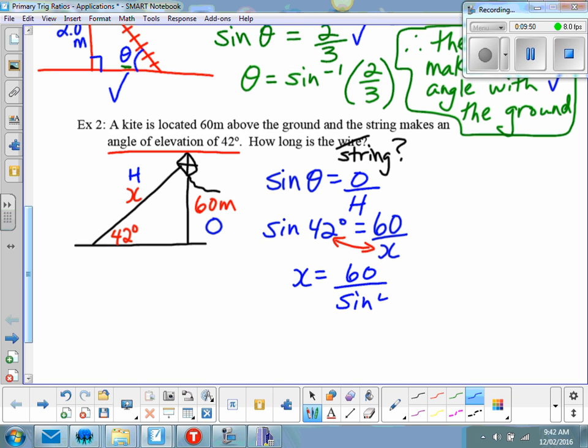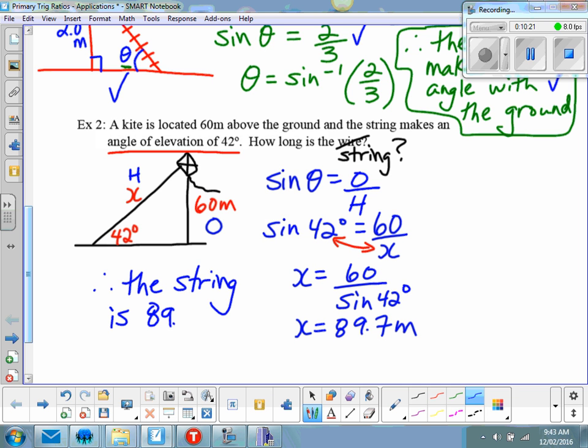So to calculate the value of x, we're going to do 60 divided by sine 42. And we get 89.7 meters. And that makes sense if we look at our diagram. That's the longest side in the triangle, so that makes sense that it's 89.7. So to answer the question at the end, how long is the string? Therefore, the string is 89.7 meters long.